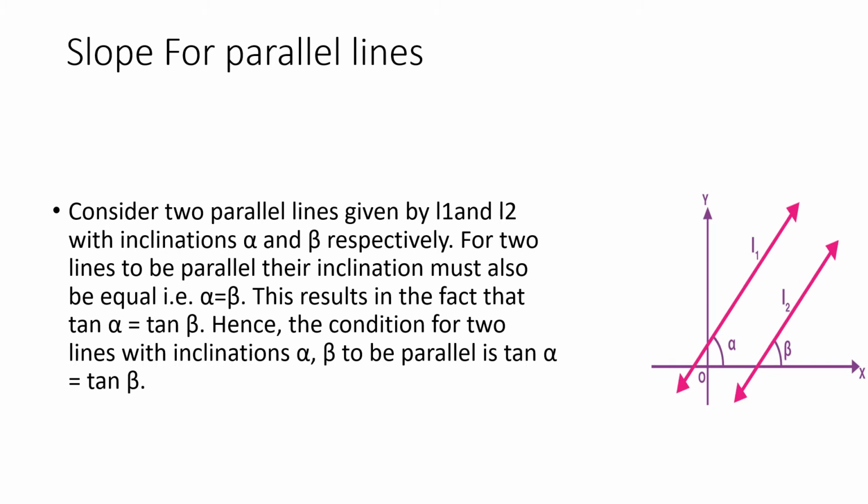What can be the slope of two parallel lines? Just assume that you are given two parallel lines named L1 and L2, and these have inclinations alpha and beta. For these lines to be parallel, their inclination should be such that alpha is equal to beta. Here tan alpha is equal to tan beta as well. So the condition for two lines with inclinations alpha and beta to be parallel is tan alpha equal to tan beta.